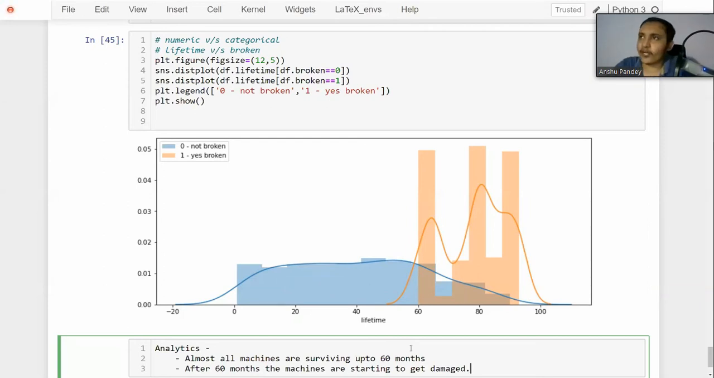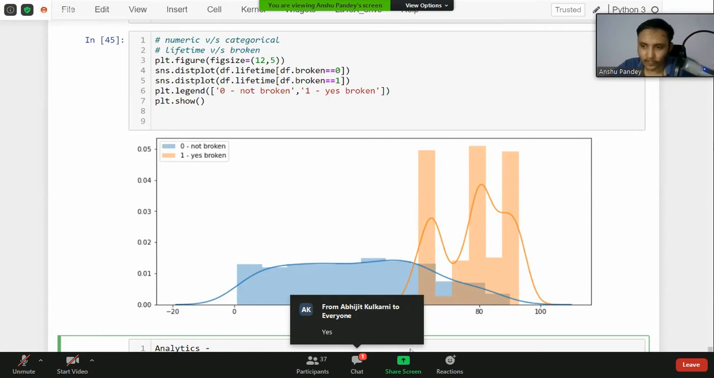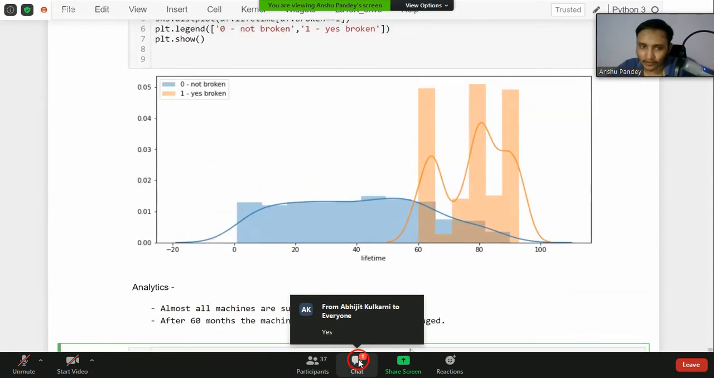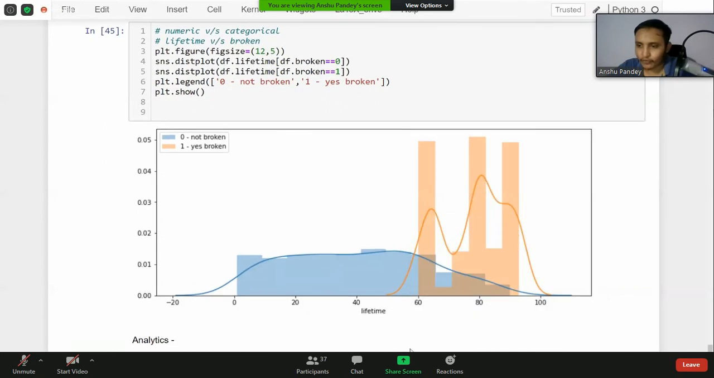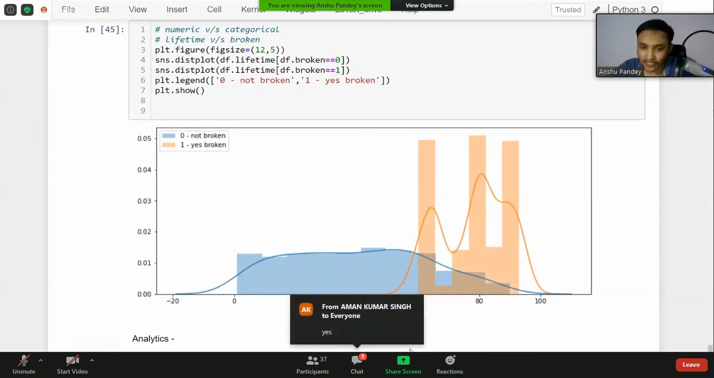Do you think lifetime is an important factor to identify if machines are going to be damaged or not? Do you agree with that? I hope all of you agree that lifetime is definitely an important factor to estimate whether the machines are damaged or not damaged. If the lifetime of the machine is less than 5 years, it's very likely that the machine is not damaged. If it is more than 5 years, there are more chances that it will get damaged.